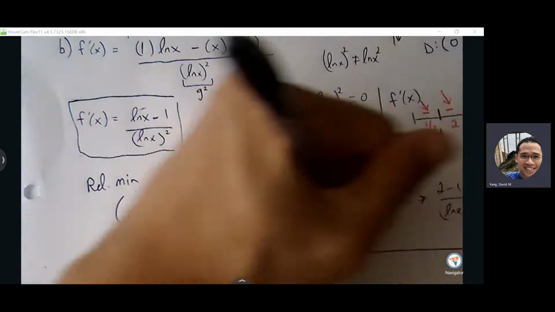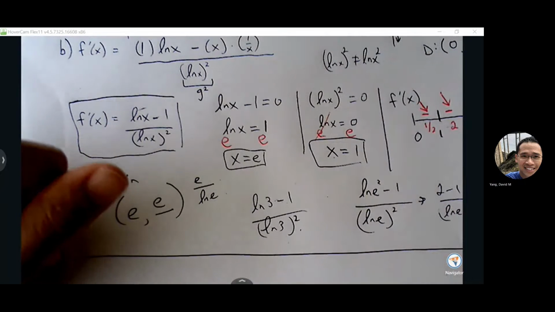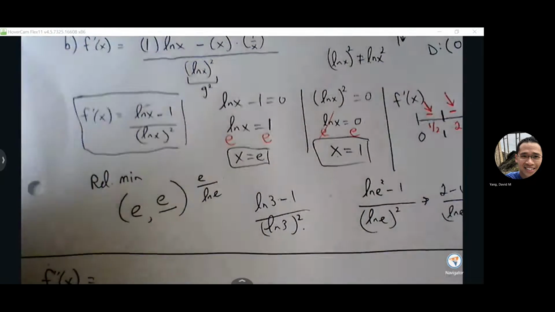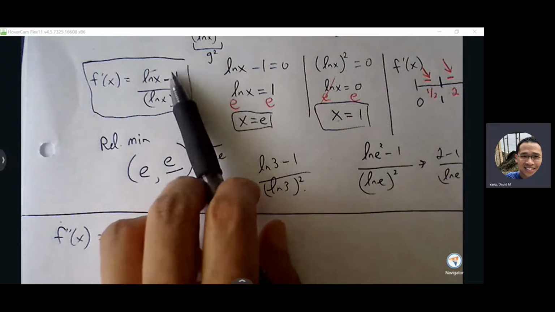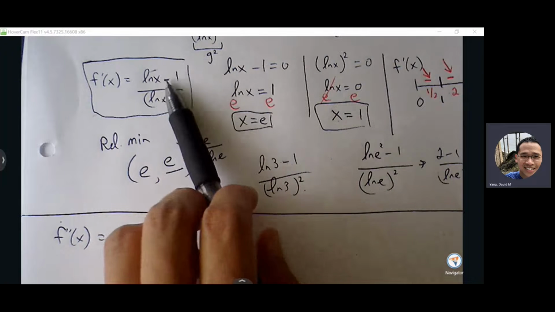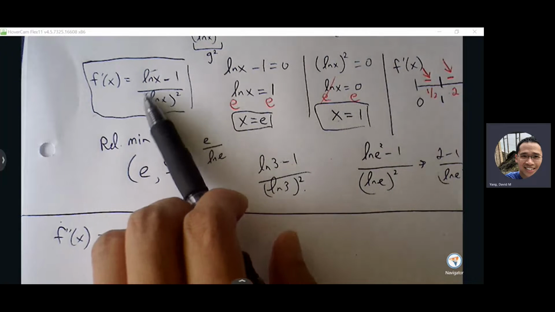Okay, f double prime is a little messier. Let's see how far we can get. All right, so there's my first derivative. I'm going to go through quotient rule and what? A little bit of chain.